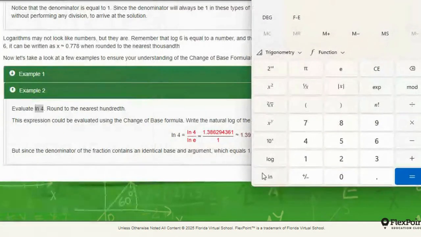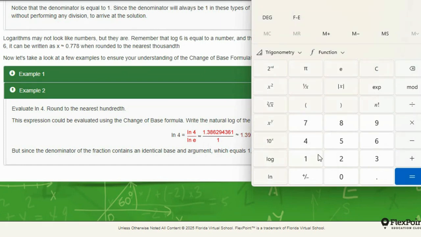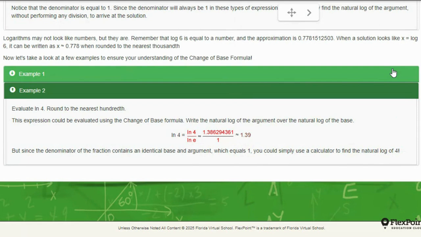You should have the natural log button. Oh, I'm sorry, natural log of 4, not 9. Natural log. You should have a natural log button. 1 point, same number. 1.39. All right, let's look at page 4. Get a little bit more into the solving of logarithms.